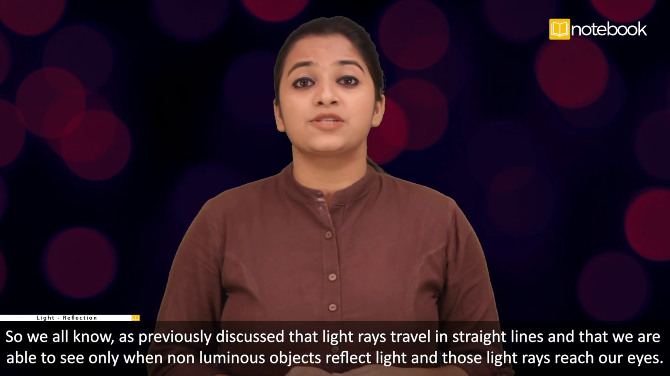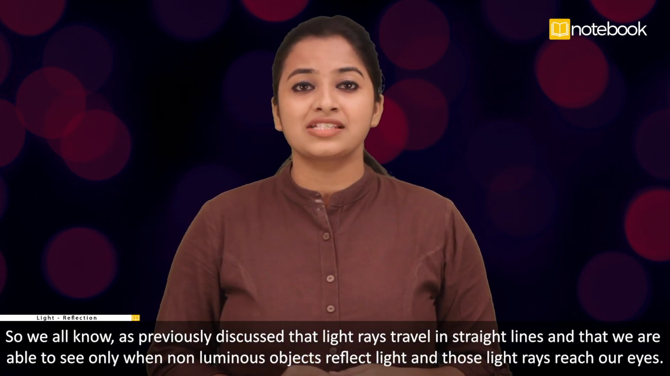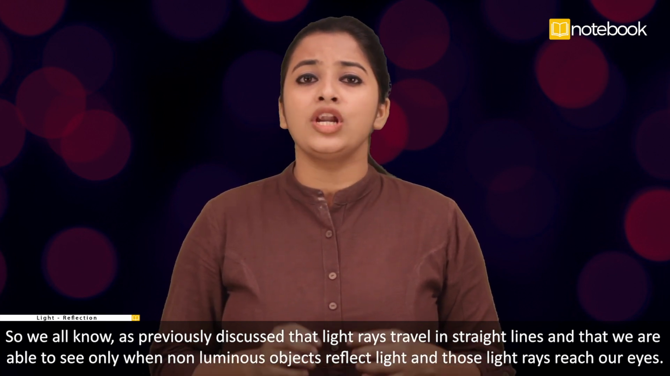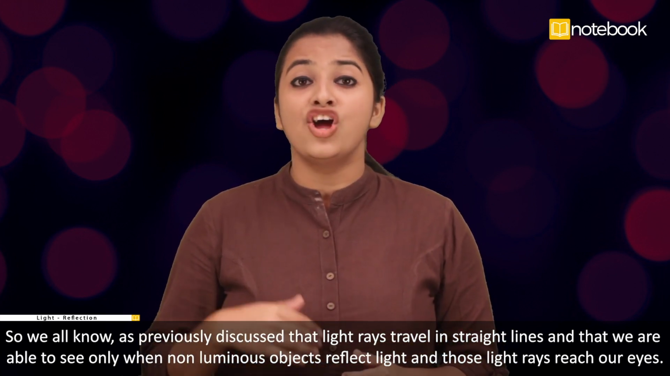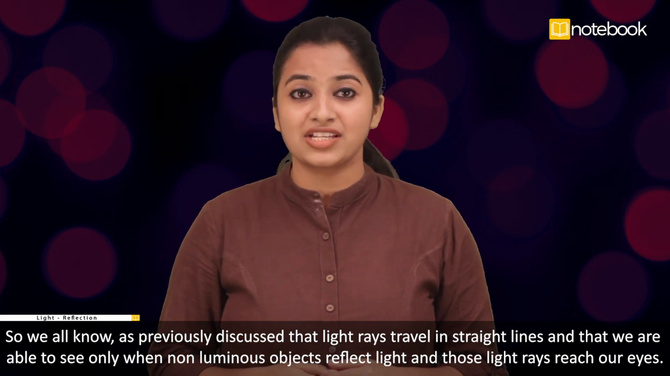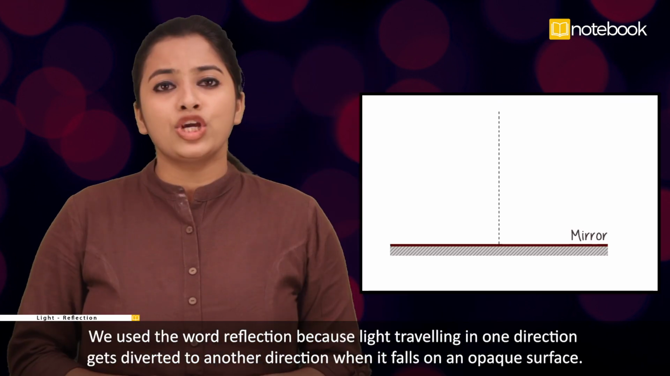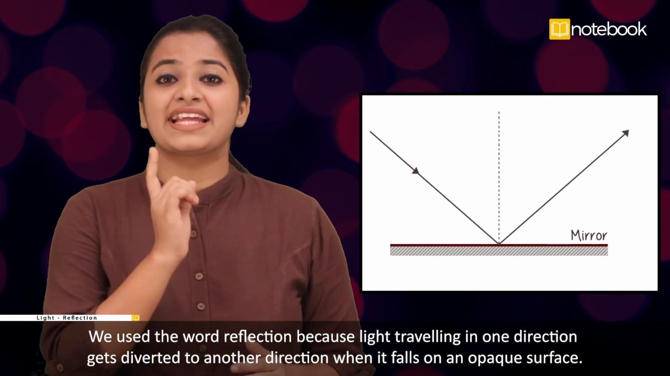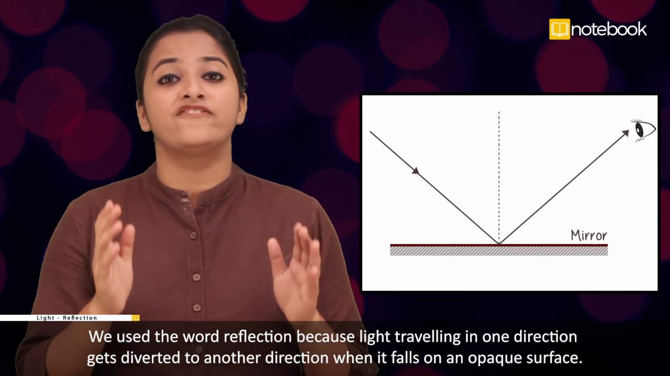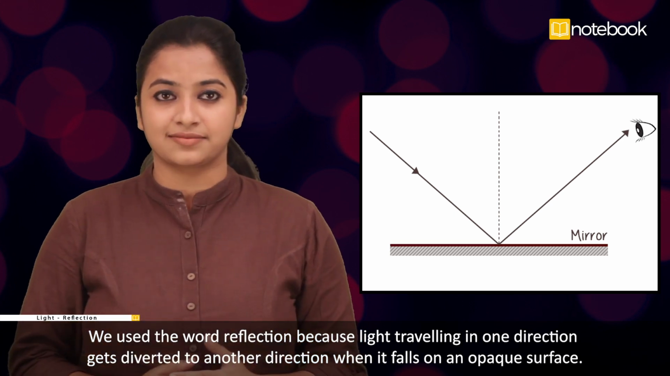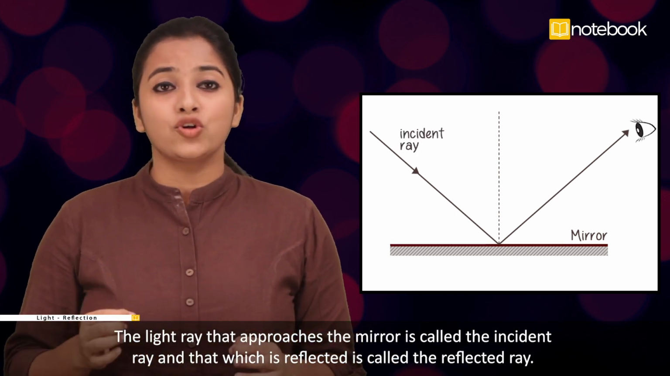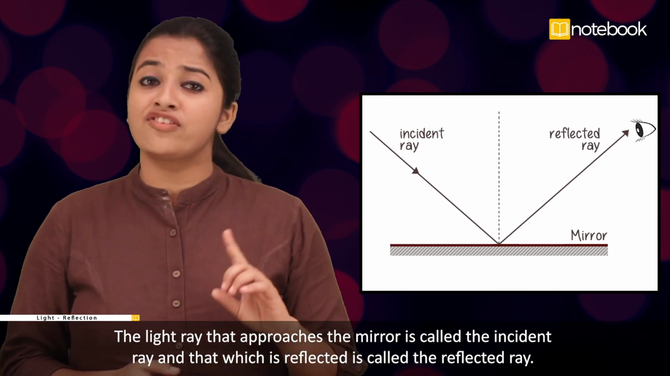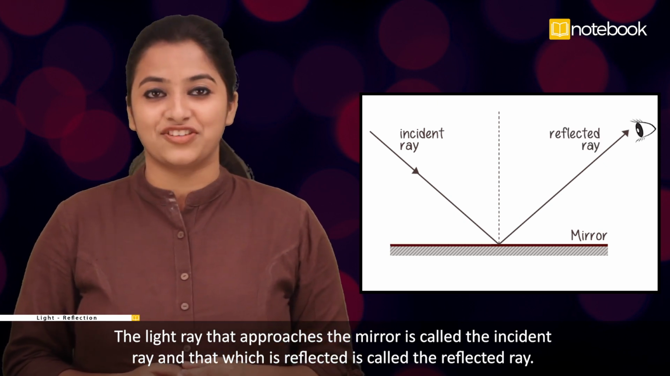So we all know, as previously discussed, that light rays travel in straight lines and that we are able to see only when non-luminous objects reflect light and those light rays reach our eyes. We use the word reflection because light traveling in one direction gets diverted to another direction when it falls on an opaque surface. The light ray that approaches the mirror is called the incident ray, and that which is reflected is called the reflected ray.